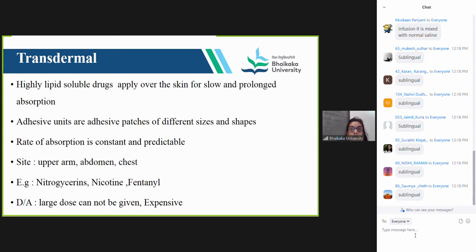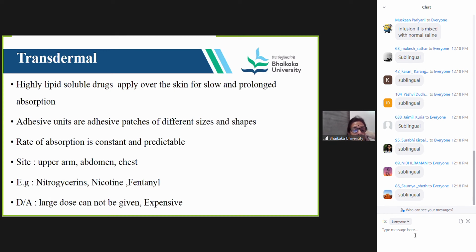The other drug is nicotine. Patches are available for patients who are addicted and cannot withdraw nicotine suddenly. There is a nicotine patch available where there will be slow and prolonged absorption, and that can lead to some de-addiction. It is one of the routes where it can be used for de-addiction, but the drug is nicotine. The fentanyl is, again, an opioid drug, and it is given in patients suffering from pain.